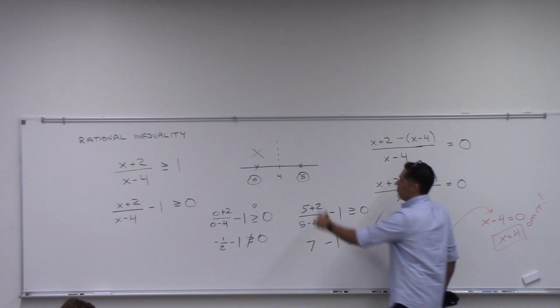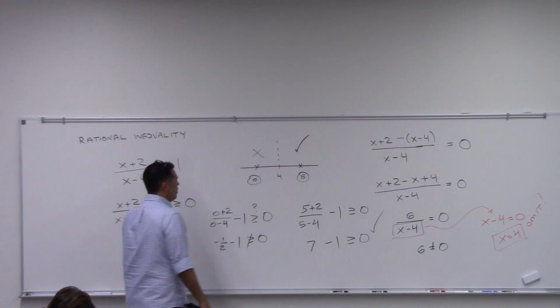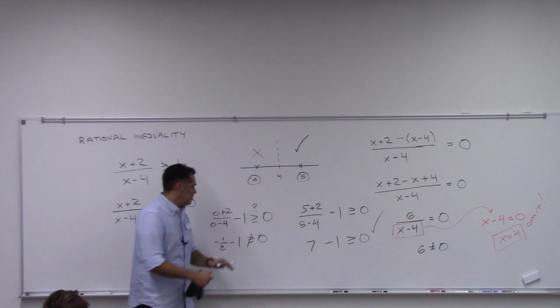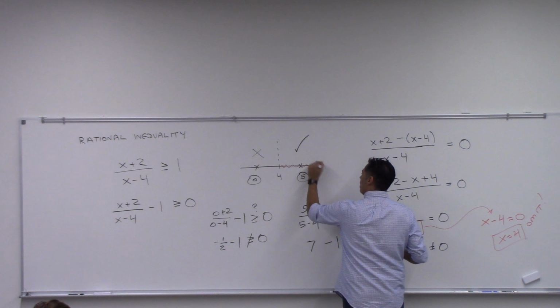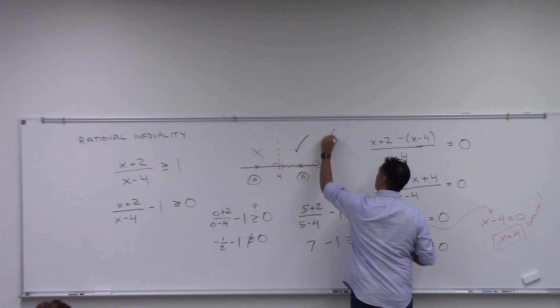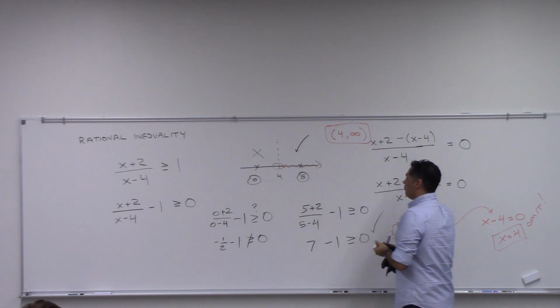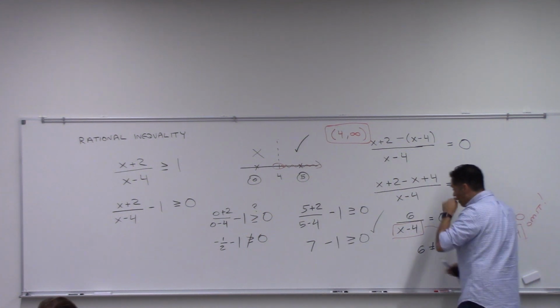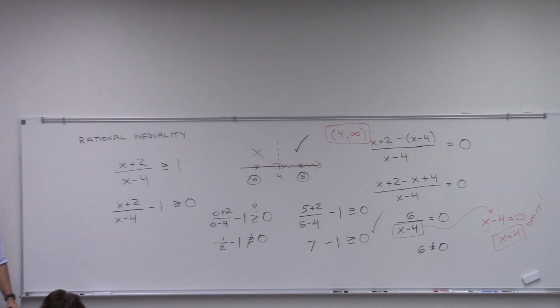So that means it's true, which means the solution to this, oh, do we include 4? No, we don't include 4, right? So it's only to the right of 4 forever, this way, not including it. 4 to infinity. Okay, I think that's going to be it.